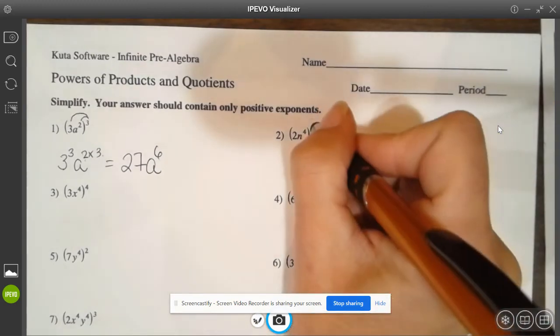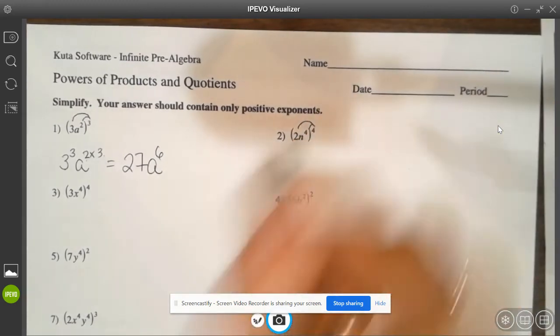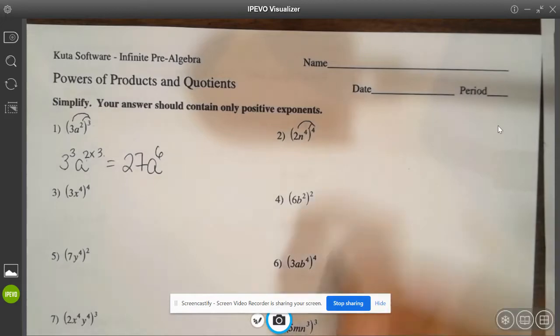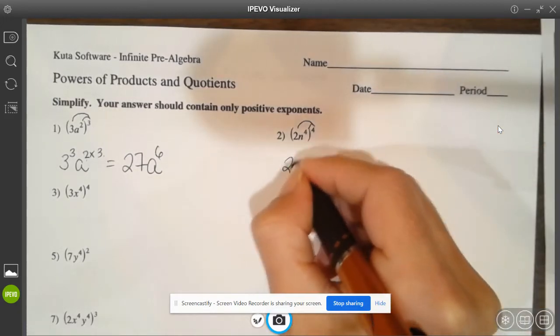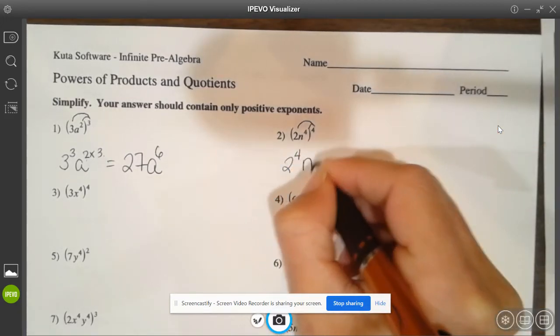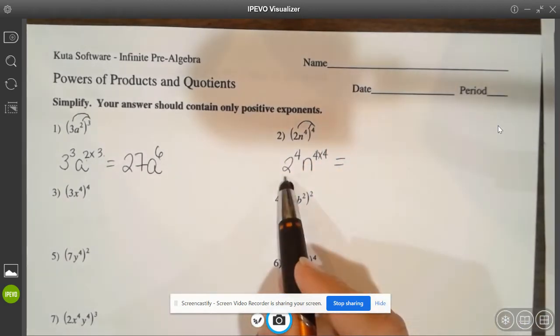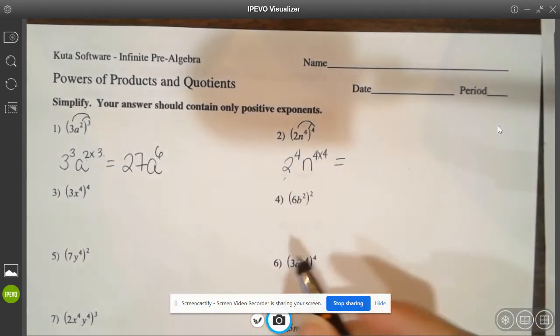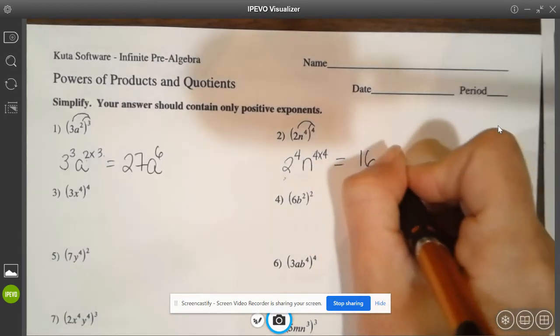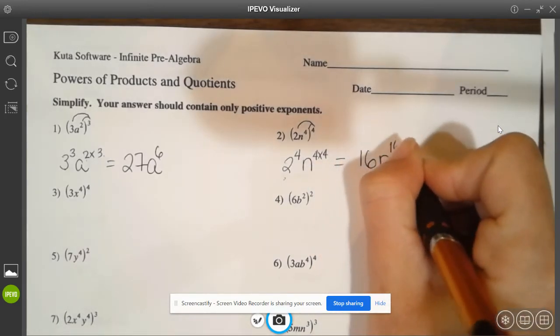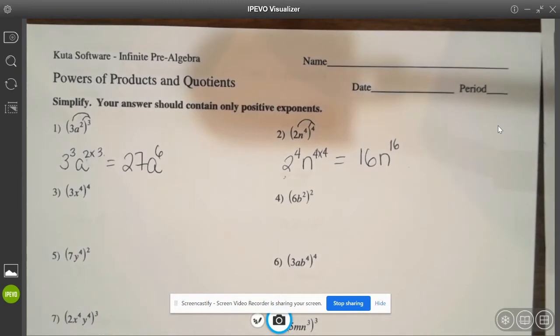So you have to distribute, remember to distribute to each of the terms inside the parentheses. So that's 2 to the 4th power and n to the 4 times 4. 2 to the 4th power, that is what, 16. So 16 and n to the 16th, and so on.